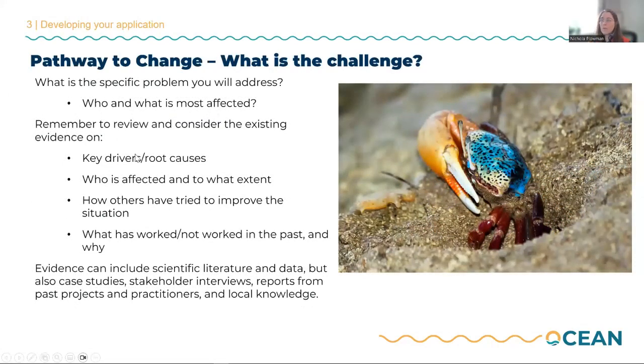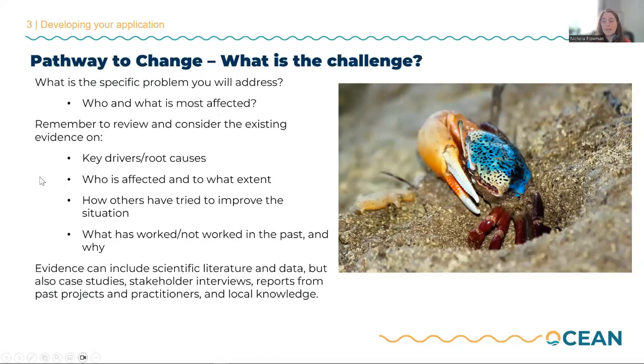So when you're thinking about what the challenge is, it's really important to communicate and demonstrate that you understand what the specific problem that you're going to address is. So remember to think about who and what is most affected, and identify what specific aspect you're planning to address with your project activities. It's really important here to already think about the evidence that is existing around that problem. So remember to think about the key drivers and root causes, who is affected and to what extent they're affected, and how others have tried to improve the situation.